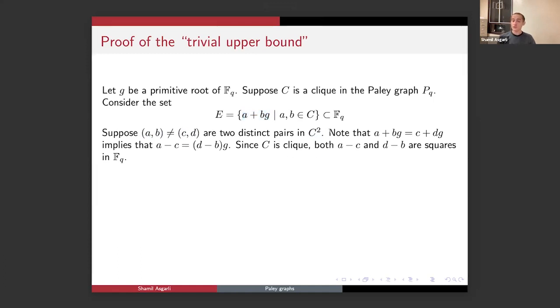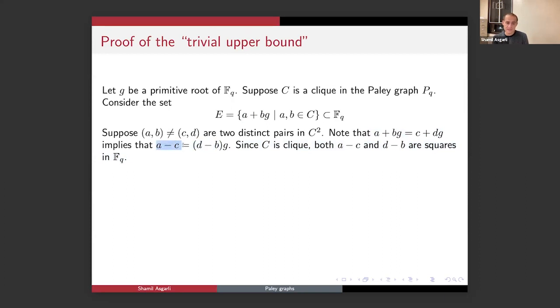So assume to the contrary that A plus BG is equal to C plus DG, and let's see what we get. Well, if I take this equation and rearrange it, I'm going to get A minus C equals D minus B, in parentheses, times G. But now, since C is a clique, we see that A minus C and D minus B must be squares in FQ. This is from the definition of a clique, because a clique is a subgraph of the Paley graph. If I take two elements in the clique, their difference is a square, because they're an edge in the graph.